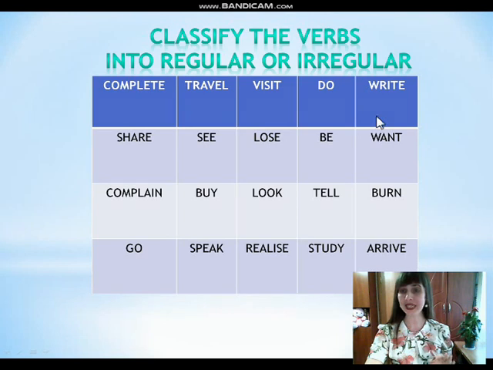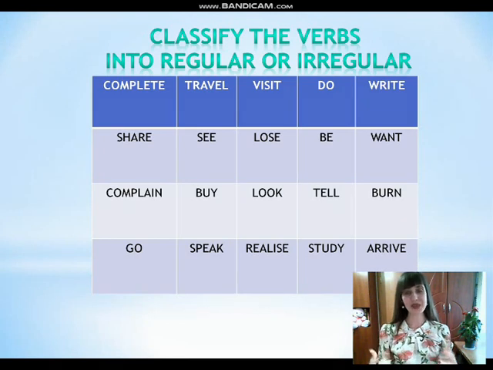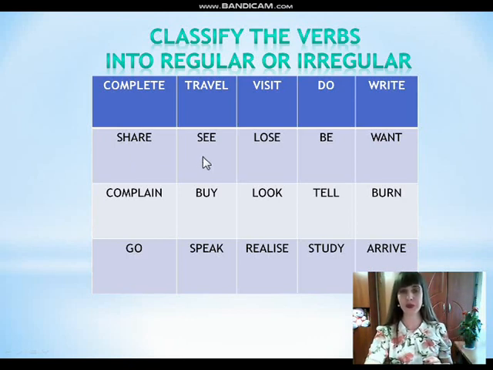Try to remember the regular verb, right? Write, the second form is wrote. Very nice. Share, shared. Share is when you have something and you want to give a part of it to somebody. So you have a piece of cake and want to give your friend some piece of this big piece of cake. Okay, you are sharing it with your friend. So share, shared. This is a regular verb.